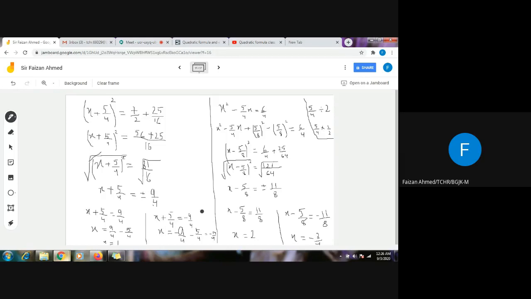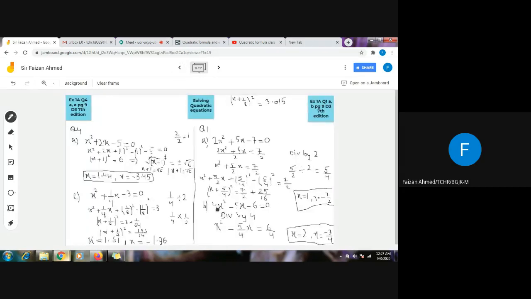So this was the method in which we have to make our coefficient 1. We have another question. The next question is 4x² minus 5x minus 6 equals to 0. Again, we have to solve it. We can see that the coefficient of x² is 4. So we have to make it 1. And how will we make it 1? We will divide both sides by 4.